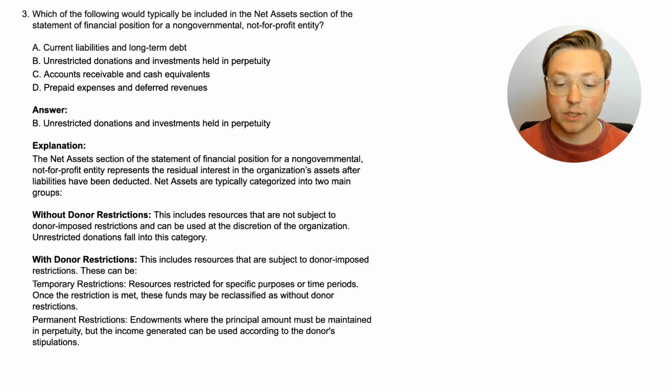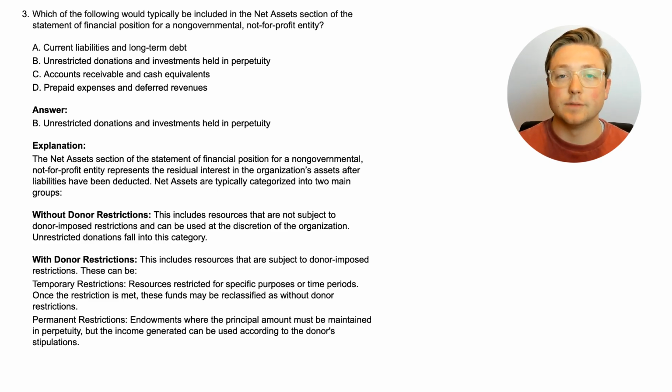And the permanent restrictions, these are endowments where the principal amount must be maintained in perpetuity, but the income generated can be used according to the donor's stipulations. And we're going to dive into all of that in future videos because we're going to get more into the calculations and the preparation. I just wanted to give you a brief introduction to what's in the net assets for this question. Basically, it's the resources that the company has after the liabilities are taken into account, but some of them are restricted and some are not restricted. And again, we're going to dive more into that in future videos. So that's what net assets has in it.